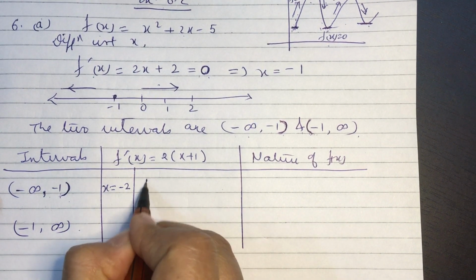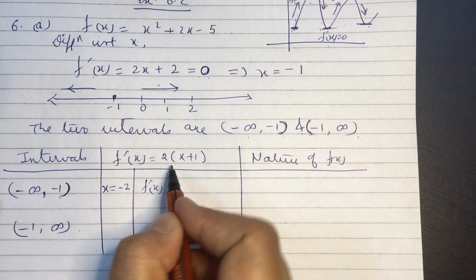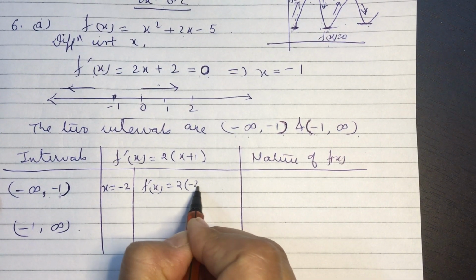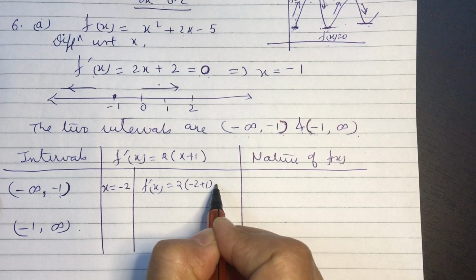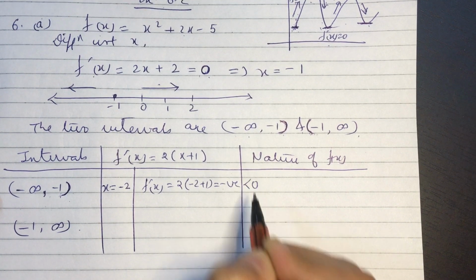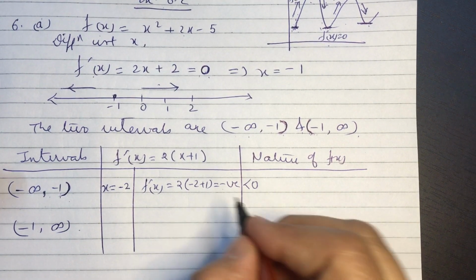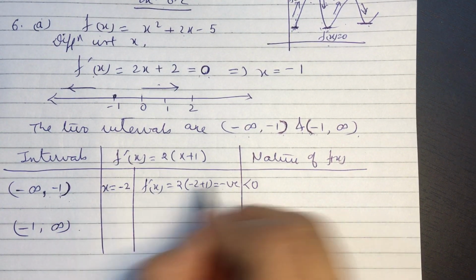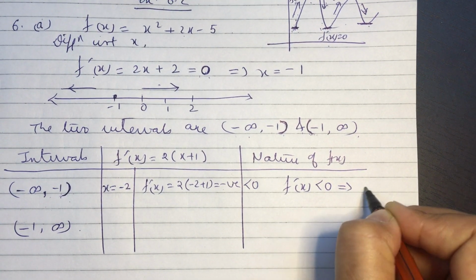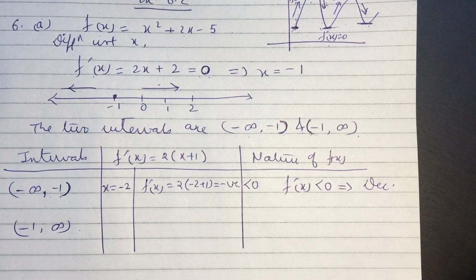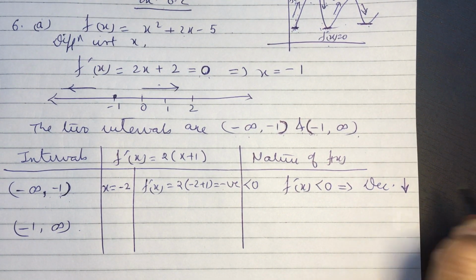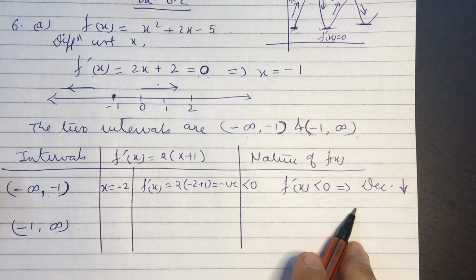So when you substitute here minus 2, what do we get? It is equal to 2 into minus 2 plus 1, which is negative. Negative means less than 0, and so the nature of the function, f dash x, is less than 0. It implies it is decreasing in this interval, and we also sometimes use the downward pointing arrow to show decreasing.